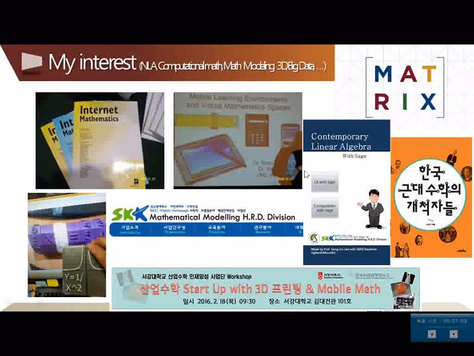Okay, this is what I mentioned. I started from matrix theory, and I have used mathematics heavily through the internet, and I have worked on mobile mathematics, and I have developed several smartphone apps, and recently I have worked on 3D printing with open source software, and I also have an interest in the history of mathematics to find the new trends of 21st century mathematics.